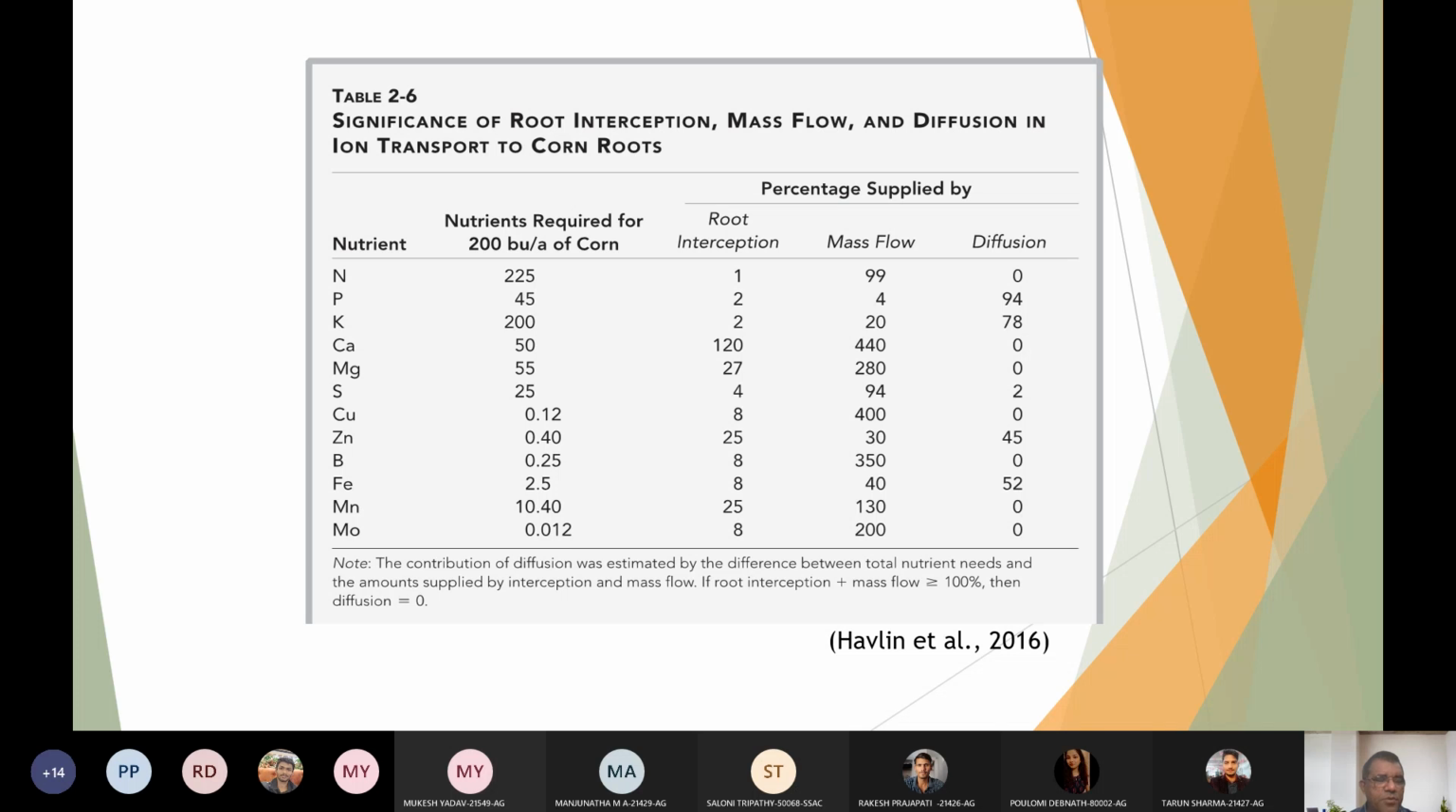In the first column, you have the list of the nutrients. And you see the last three columns. The first row is nitrogen. So 99% of nitrogen in the maize plant is received as mass flow in this case, and zero is by diffusion. And phosphorus, for phosphorus, you see it is mostly diffusion. So these are the mechanisms by which plants receive different nutrients.